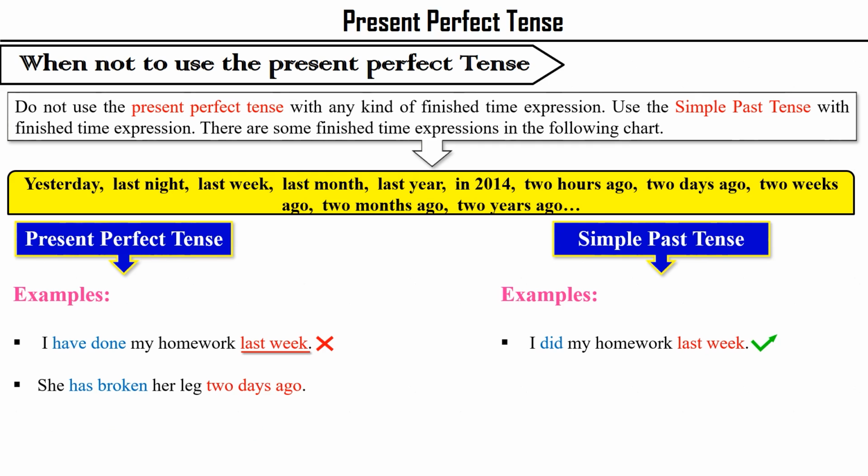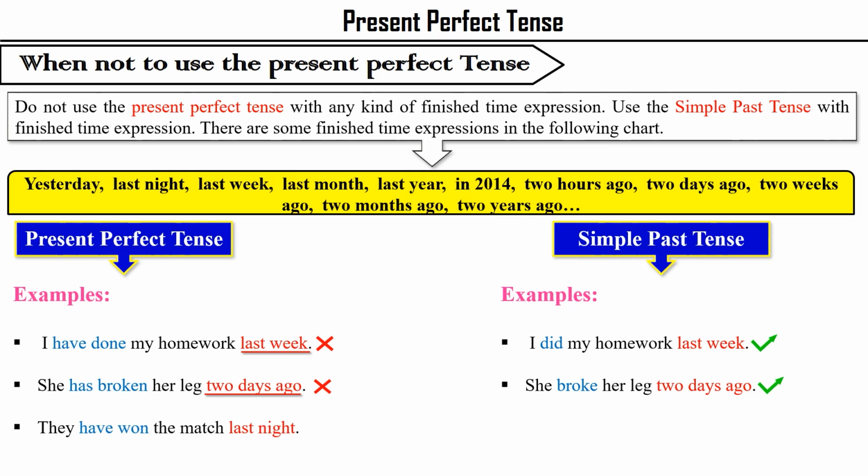Or it is wrong to say she has broken her leg 2 days ago. 2 days ago is a finished time expression. 2 days ago is over. But it is right to say she broke her leg 2 days ago. They have won the match last night. Last night is a finished time expression. They won the match last night. It is correct, because that is the simple past tense. Let's move on.